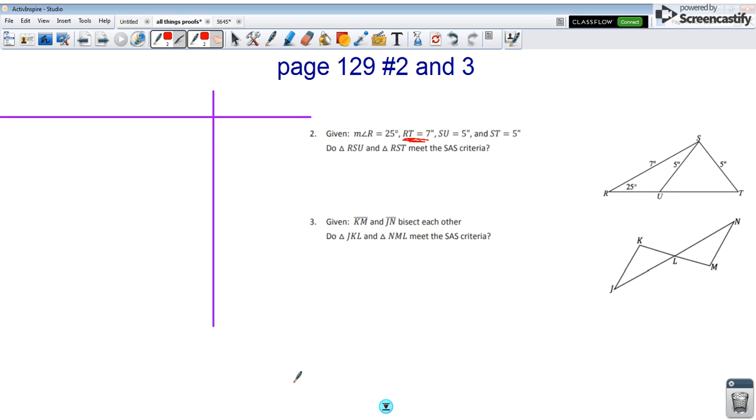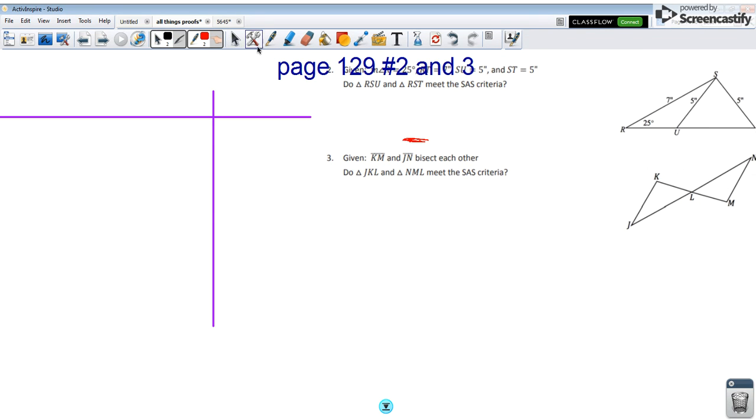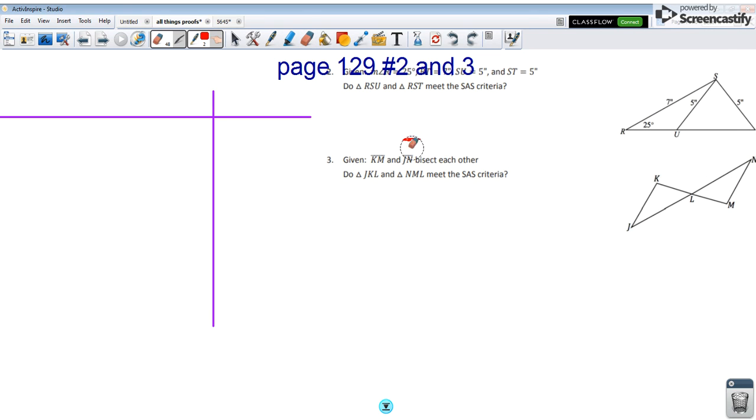Okay, now we are on page 129 and we are looking at number 3. We're not going to look at number 2 because number 2 has issues. Statements. Reasons. Number 3, page 129.